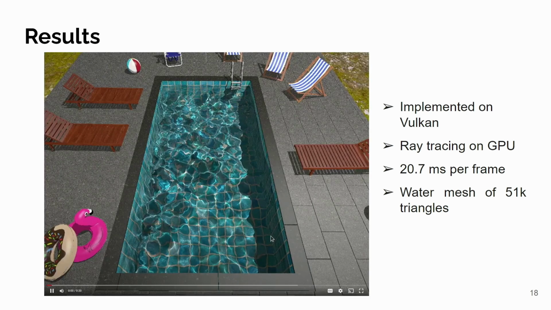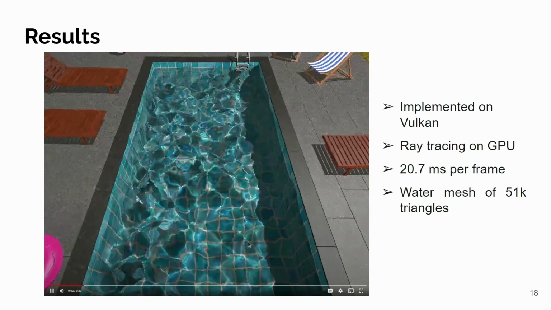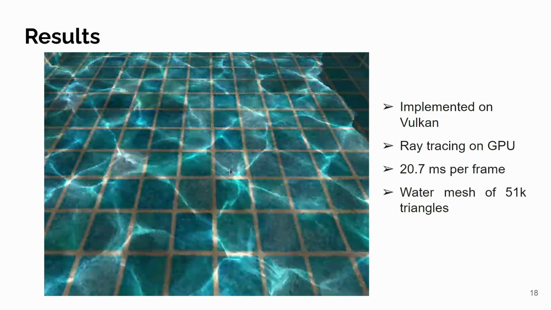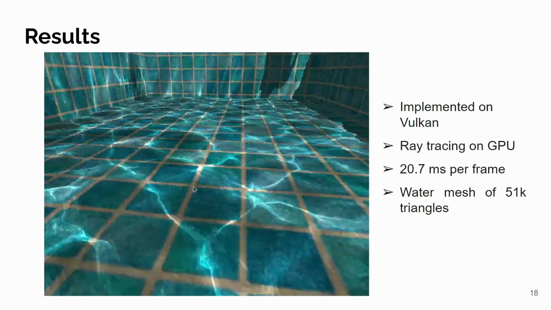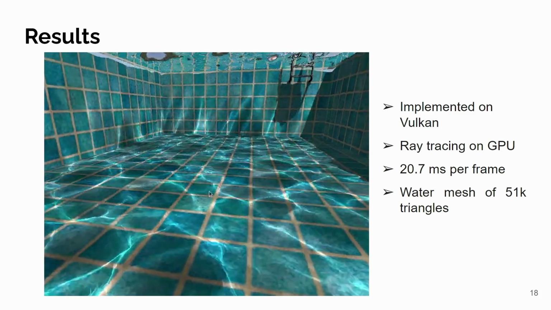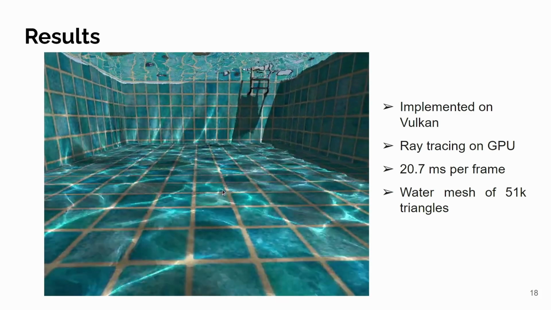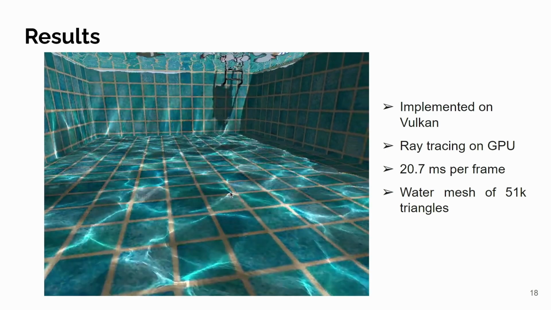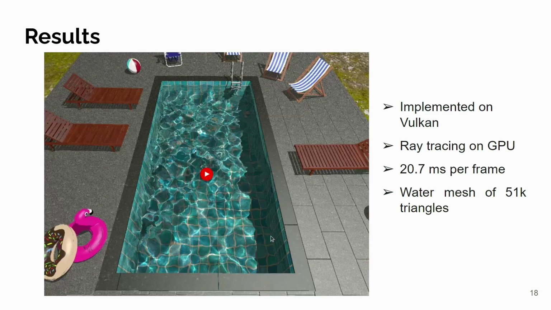So here I have some results. This is implemented in Vulkan using the ray tracing extension on GPU. This scene performs at 20 milliseconds per frame, and it's a water mesh of 51K triangles, and as you can see, it's really interactive.